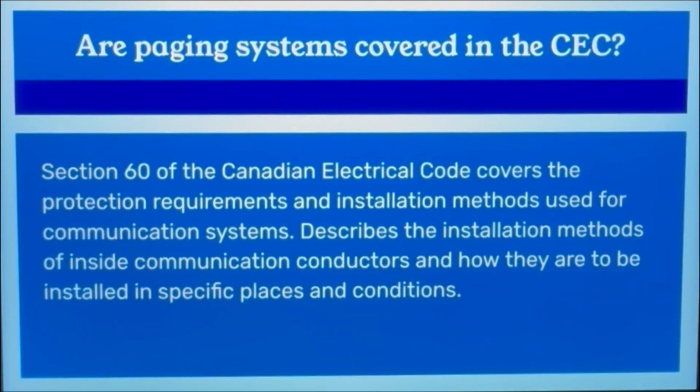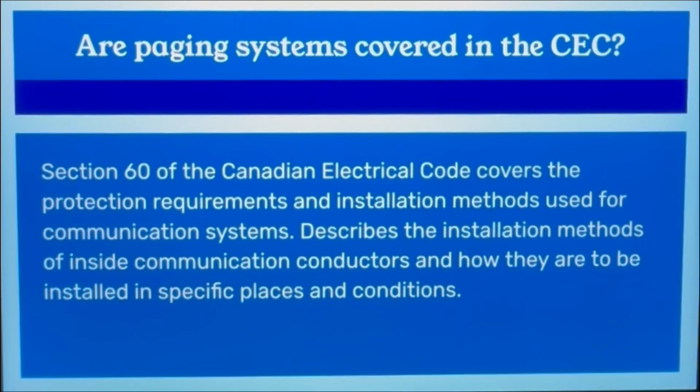Section 60 of the Canadian Electrical Code covers the protection requirements and installation methods used for communication systems. Section 60-302 to Section 60-334 describes the installation methods of inside communication conductors and how they're to be installed in specific places and conditions, such as in raceways, the penetration of fire separation, inside hoistways, raised floors, concealed installations, and where the use of cable is not prohibited to be used.